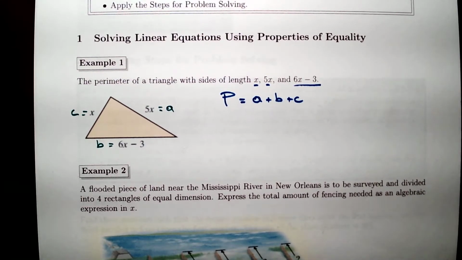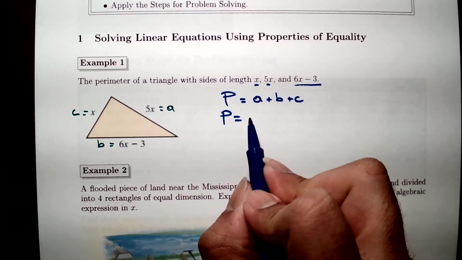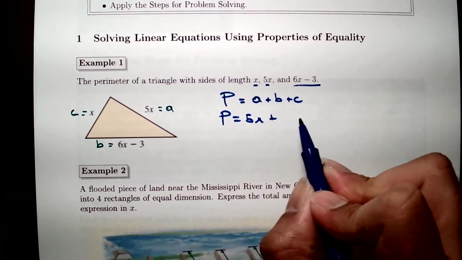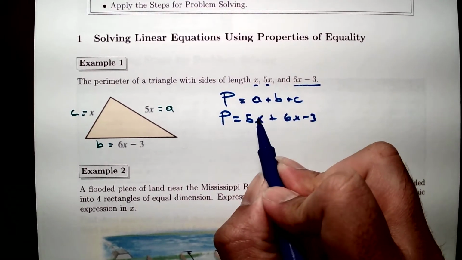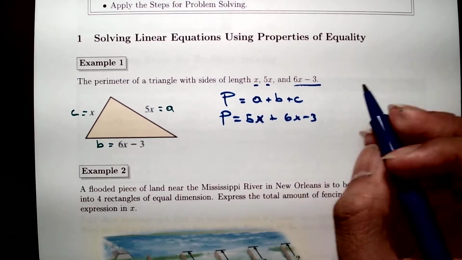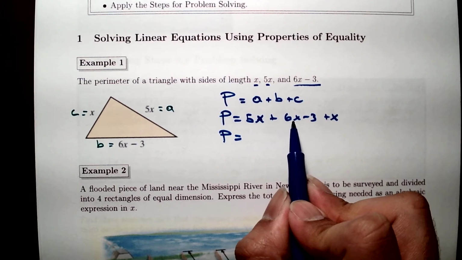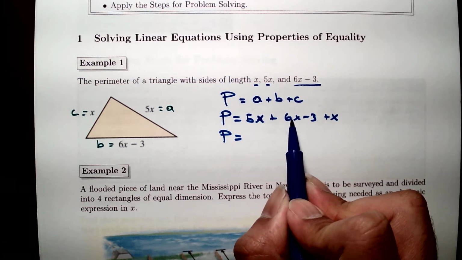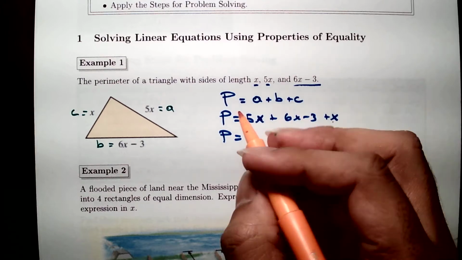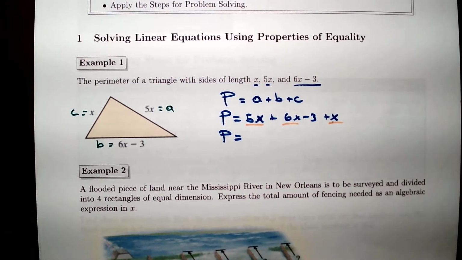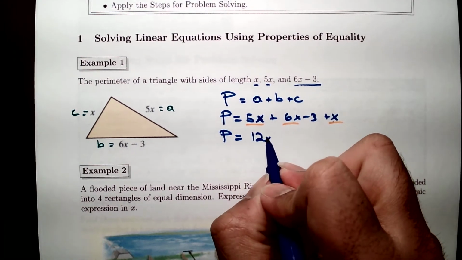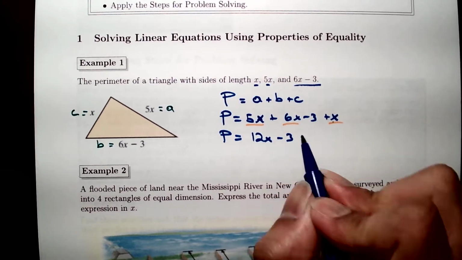Alright, so the perimeter P then will be whatever A is, which in this case is 5x, plus whatever B is, which is 6x minus 3, and plus C, which is simply x. Okay, so all we do now is combine like terms. So 5x plus 6x is going to give me 11x plus another x. Let's highlight them so we know which ones we are combining. That's going to give me a total of 12x. And then this negative 3 is just going to be there.